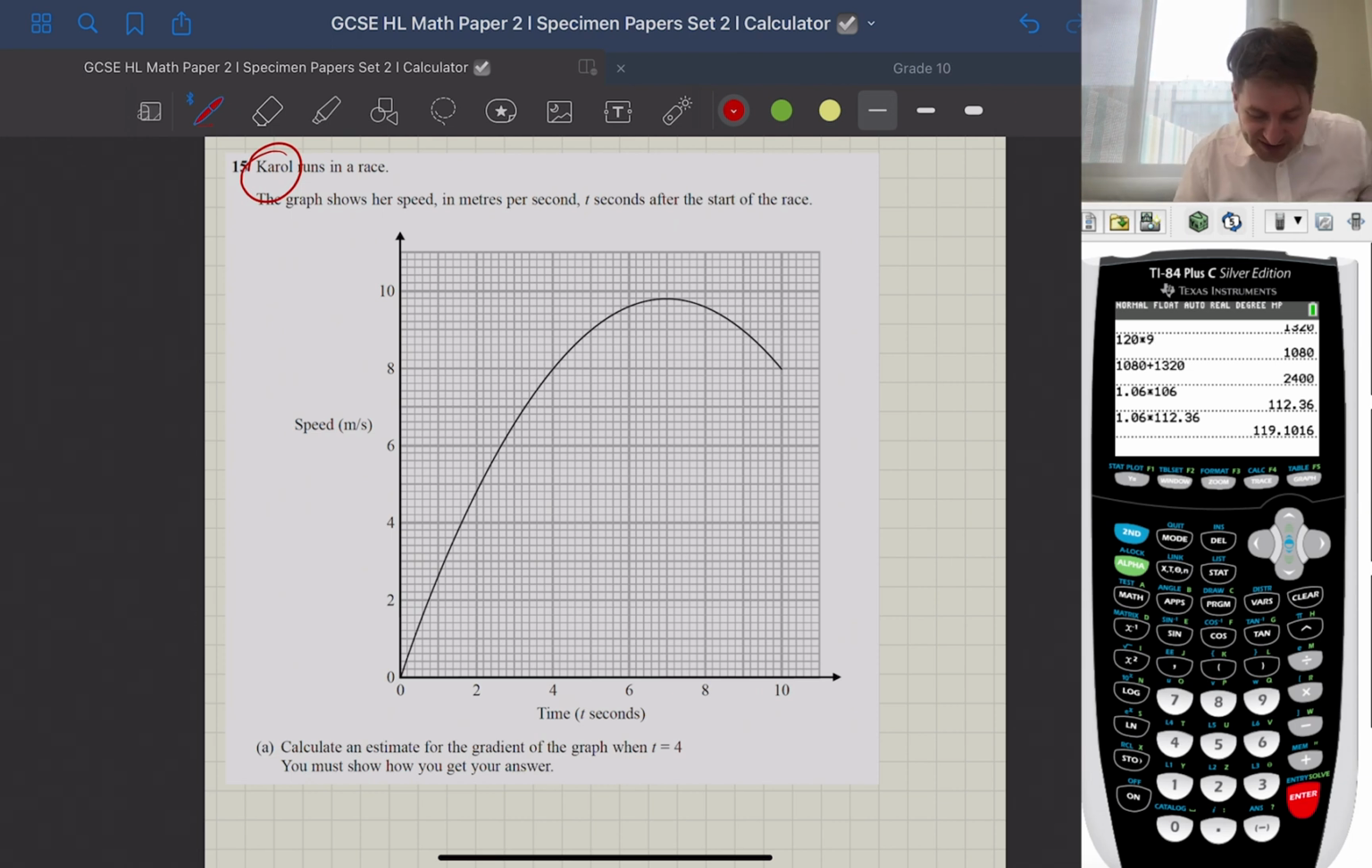All right, calculate the estimate for gradient. So here we're talking about a gradient of a curve. Now, if this was a straight line, the gradient would be steady. But what we can do is estimate the gradient at the time 4. At time 4, it would be this value over here. How we do this is by drawing a little tangent here.